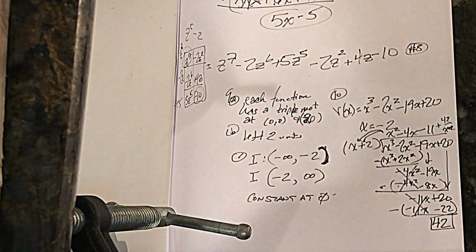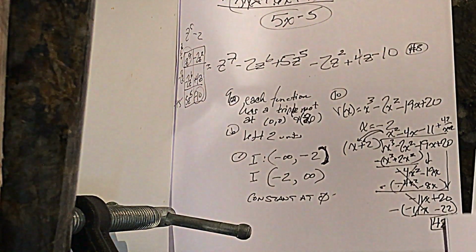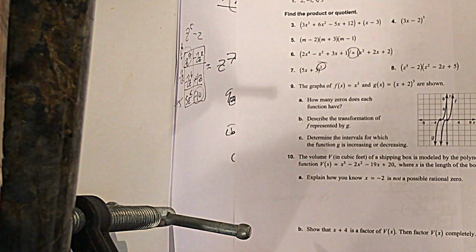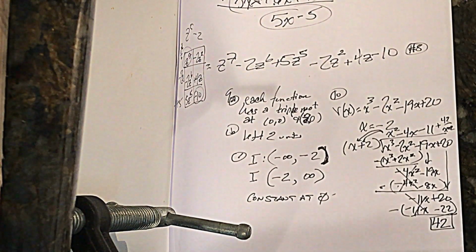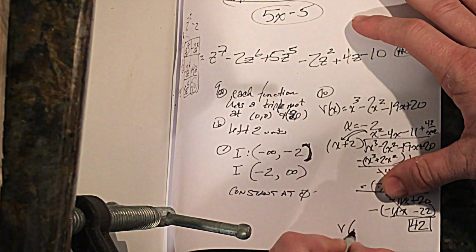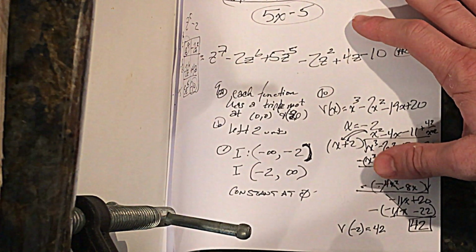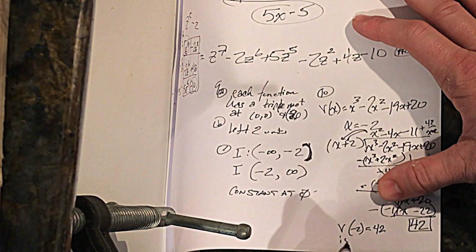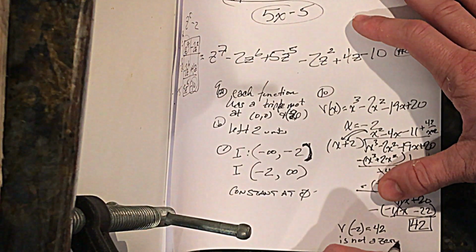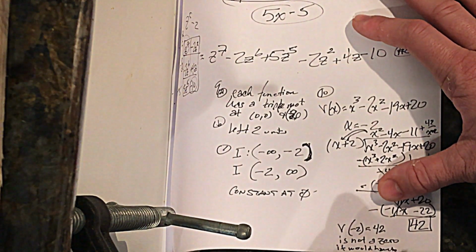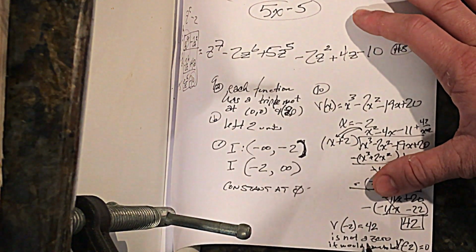Because there's a remainder here, this cannot be a factor. So the actual problem is asking you to explain how you know that it's not a possible zero. And you could say, because v of negative 2 equals 42, it is not a zero. It would have to be that v of negative 2 equals 0. It would have to say that. It doesn't. It says 42. So, yeah.